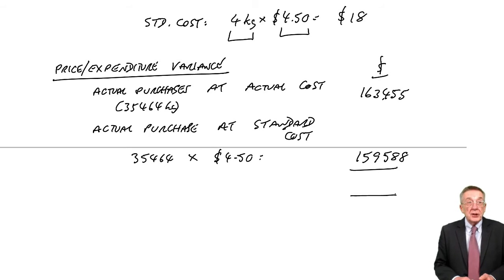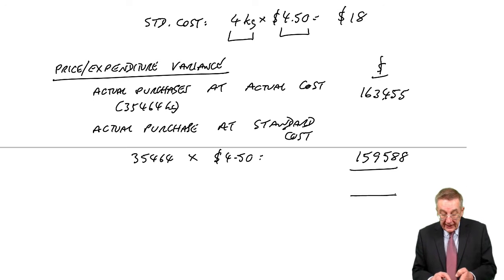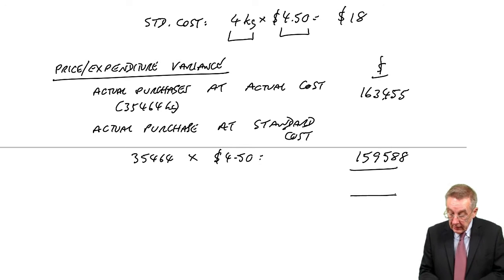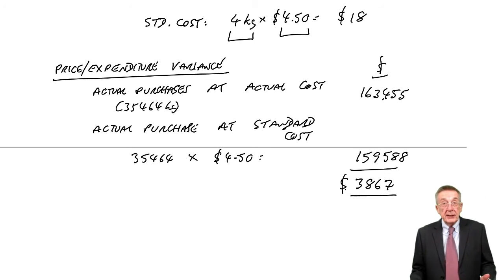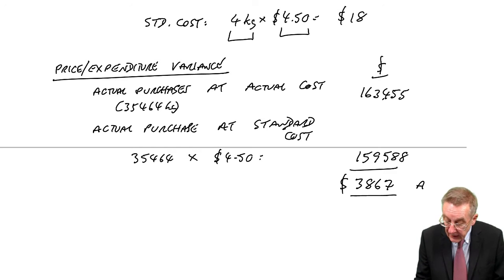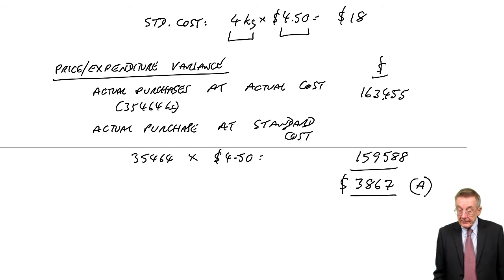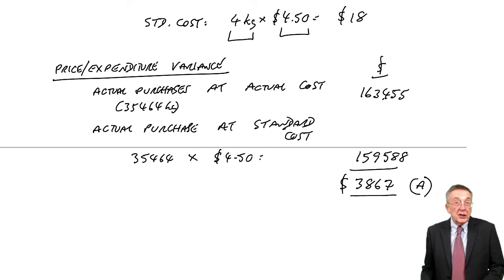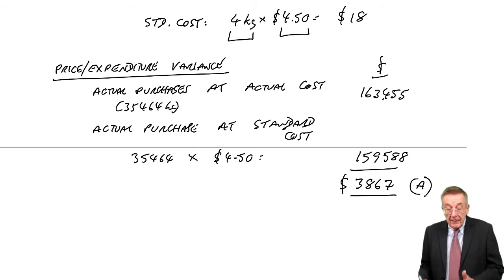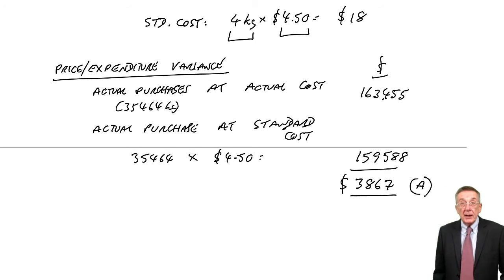So we obviously paid more than we should have done. And how much was the overspend? 163,455 minus 159,588. Yeah, we overspent 3,867. And because we overspent, we paid more than 4.50, it's adverse. So that sorted that out. And although we'll have a chat later, we'd be asking the purchasing manager to explain how that happened.